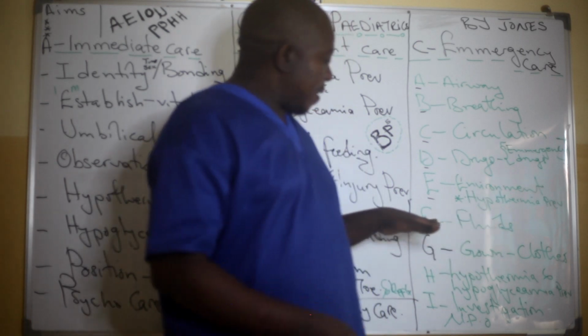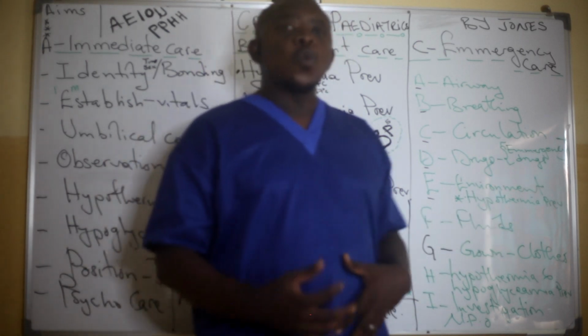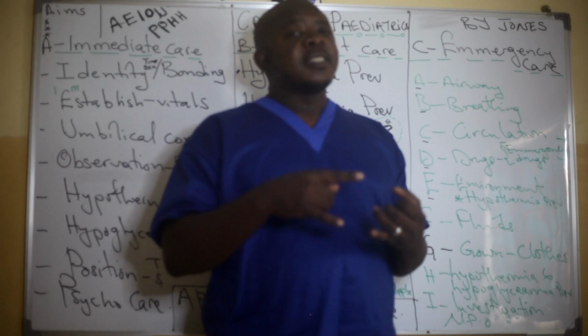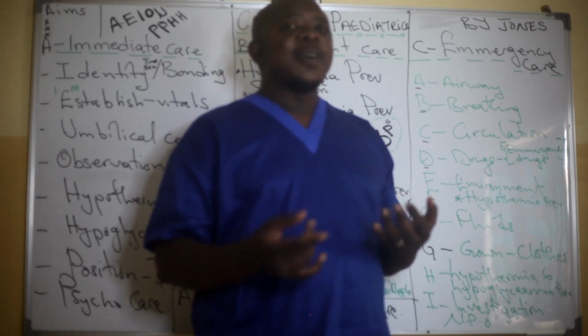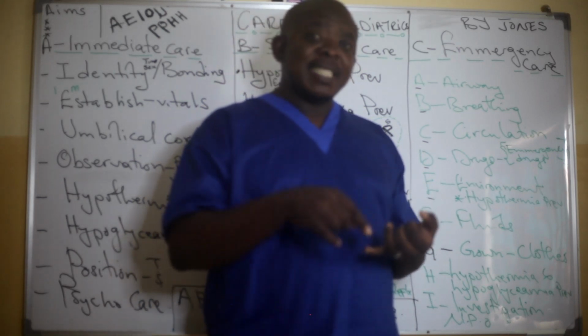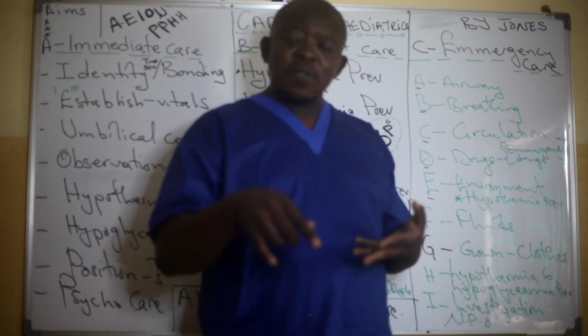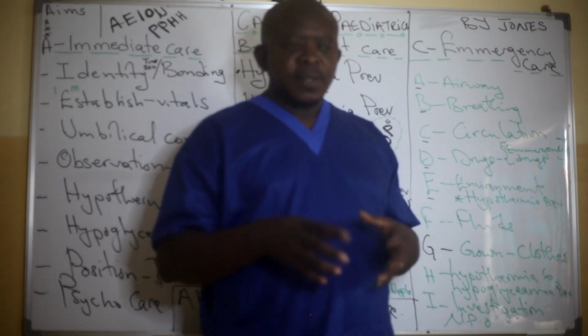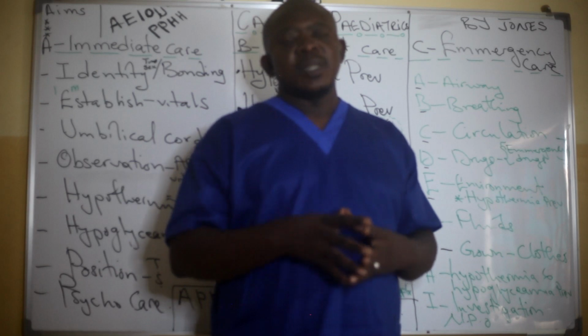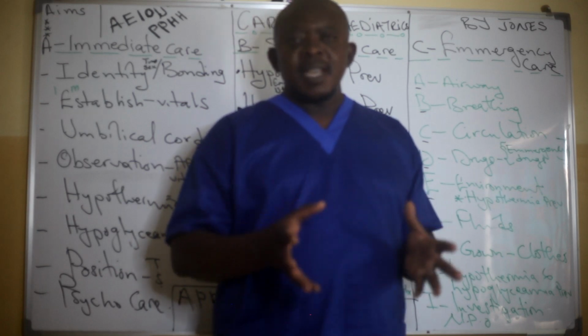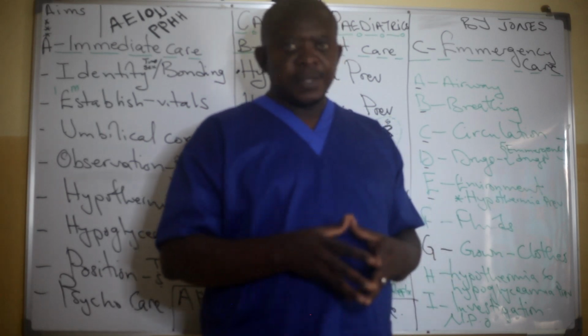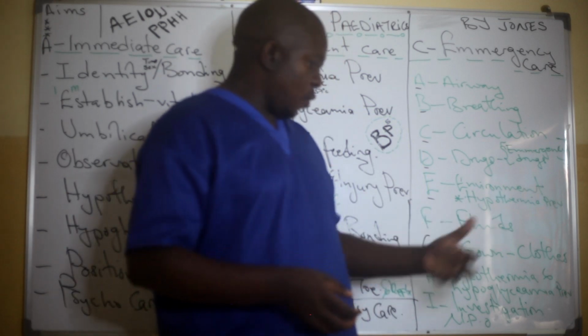Okay, then we have F, fluids. What affects circulation in the ABC? If it's an emergency that's affecting circulation, we have to put fluids. Fluids are very important in order to stabilize electrolytes within the body. So we talk about F, fluids.